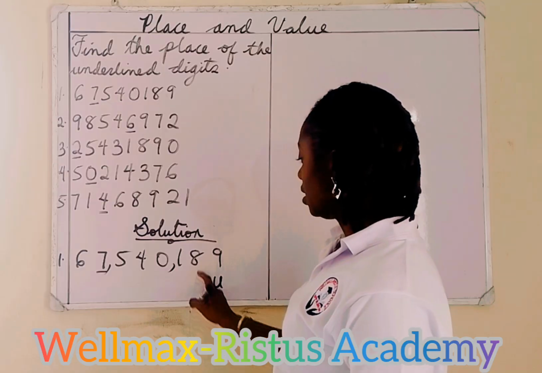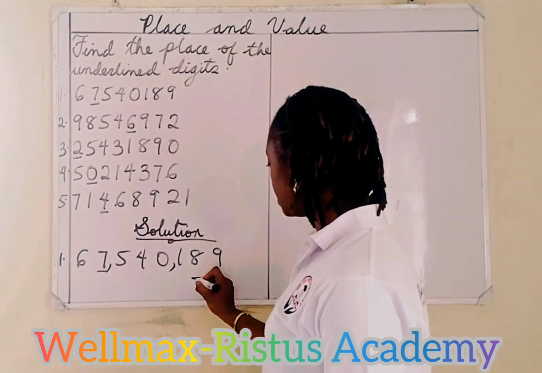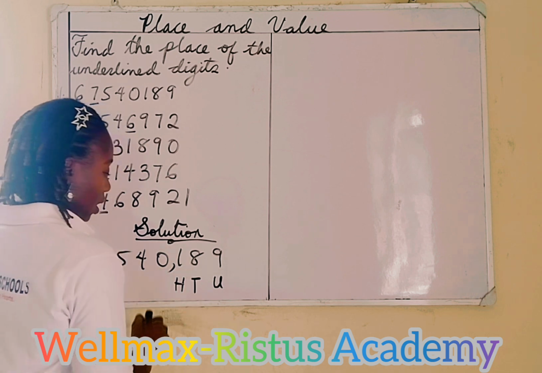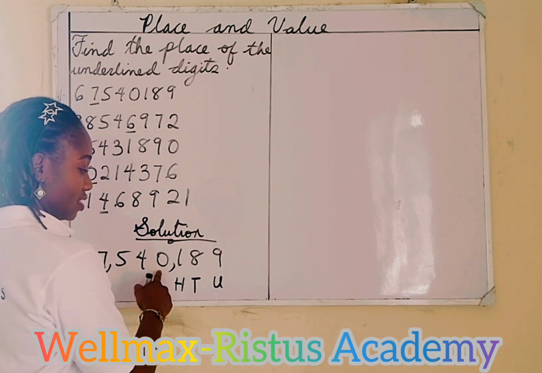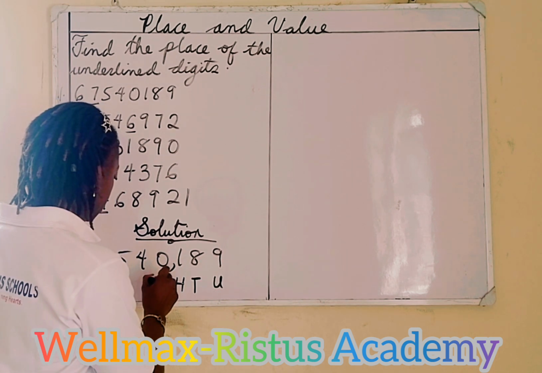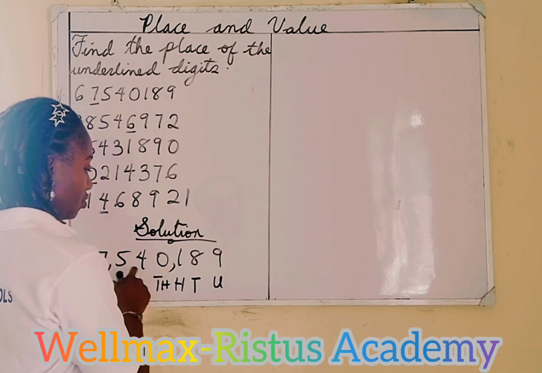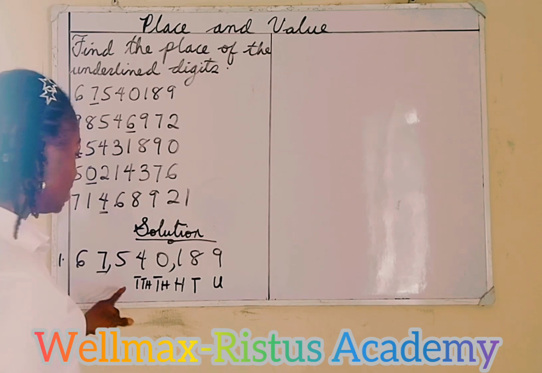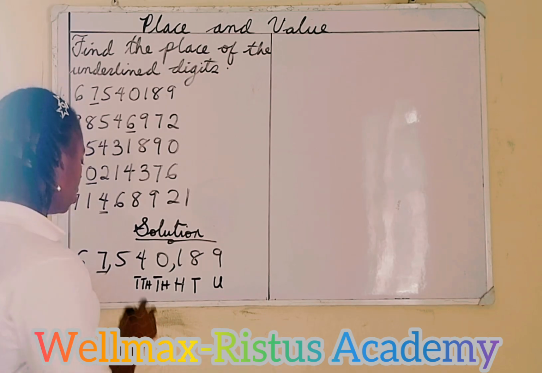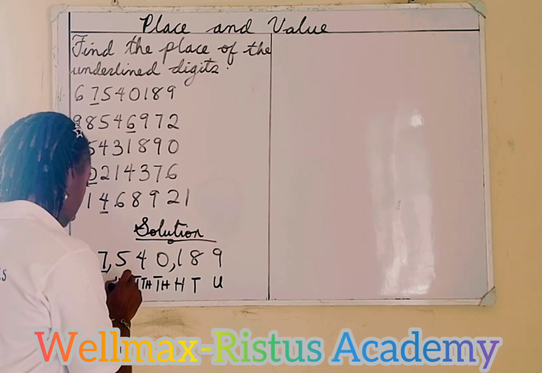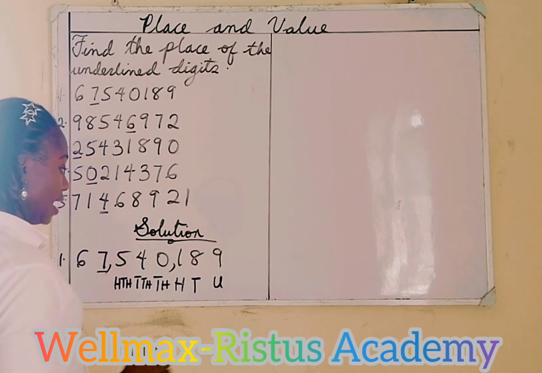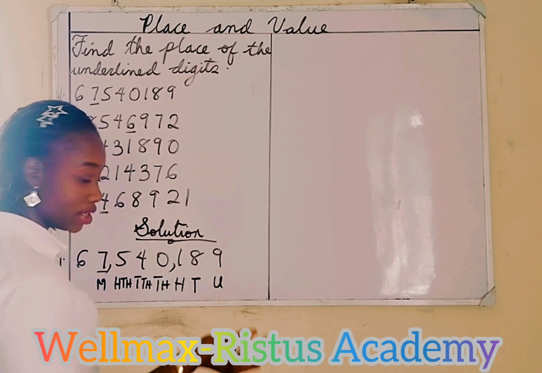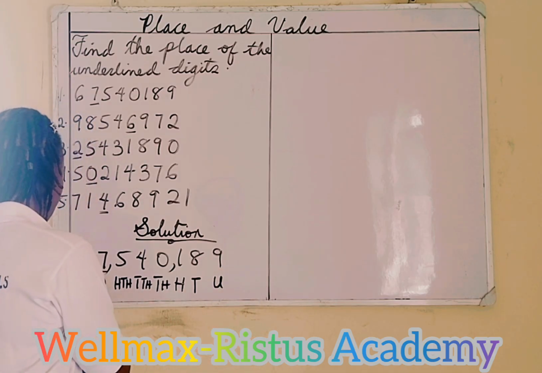Now the place of 9 here is what? Units. The place of 8 here is tens. The place of 1 here is 100. The place of 0 here is what? After 100 we have 1000. The place of 4 here is 10,000. Right? After 10,000, what do we have? 100,000. Okay? And after 100,000, we have millions. And after millions, we have 10 million.